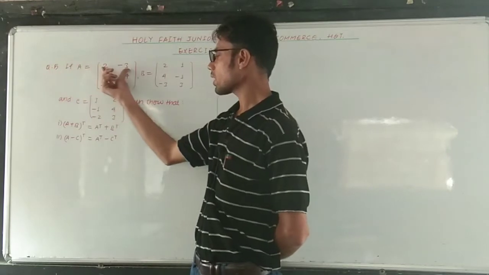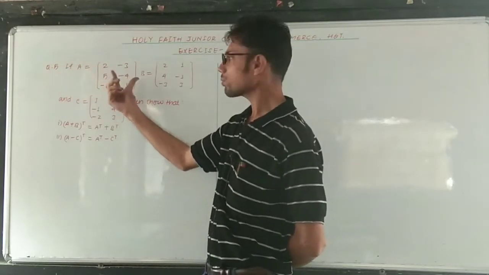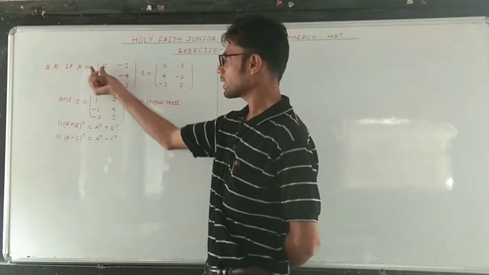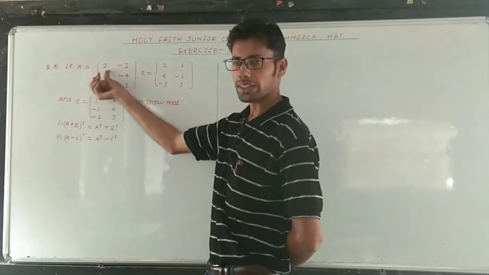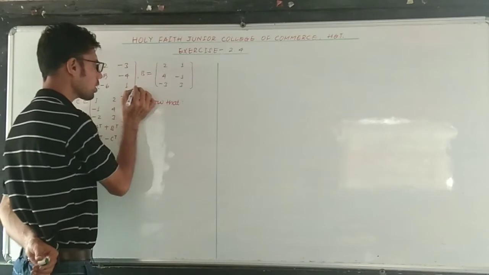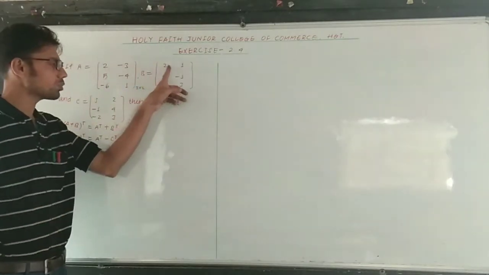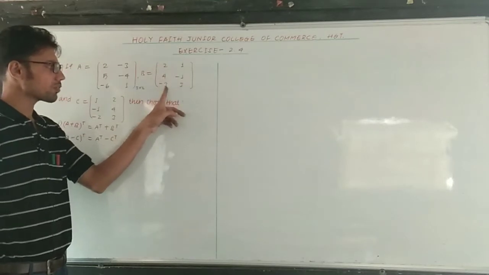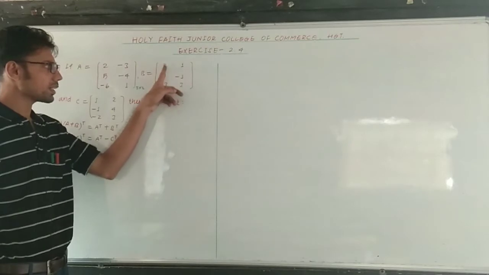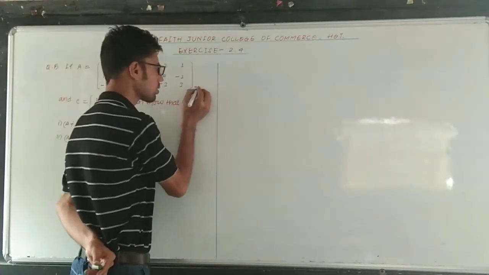If capital A is equal to the matrix 2, minus 3, 5, minus 4, minus 6, 1. What is the order of that matrix? It contains 3 rows and 2 columns. Its order is 3 by 2. Capital B is equal to 2, 1, 4, minus 1, minus 3, 3. What is the order of that matrix? It contains 3 rows and 2 columns. Its order is 3 by 2.